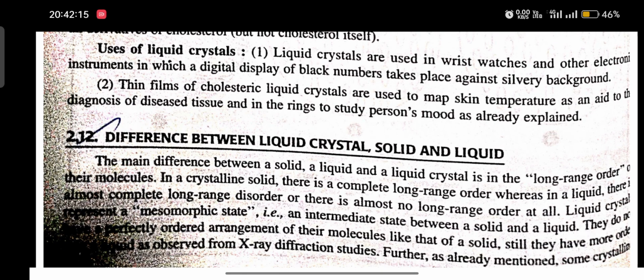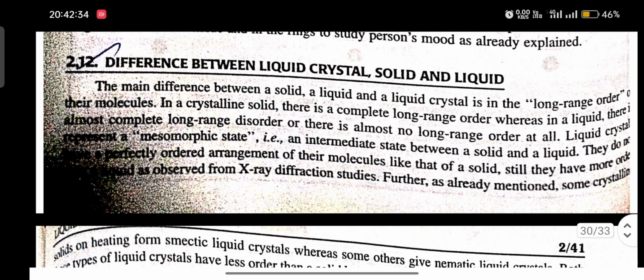Difference between liquid crystal, solid and liquid. The main difference between a solid, a liquid and a liquid crystal is the long range order in their molecules. In a crystalline solid there is a complete long range order, whereas in a liquid there is almost complete long range disorder, or almost no long range order at all.